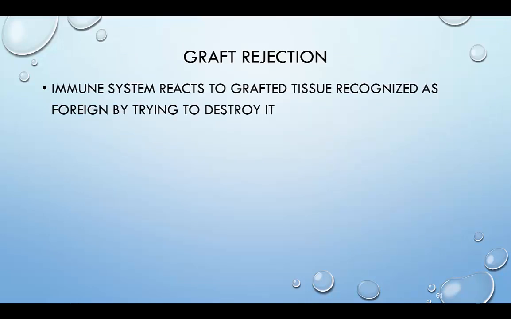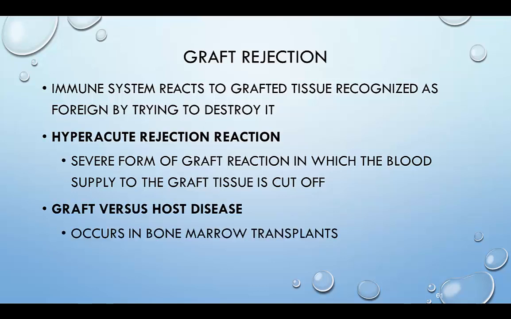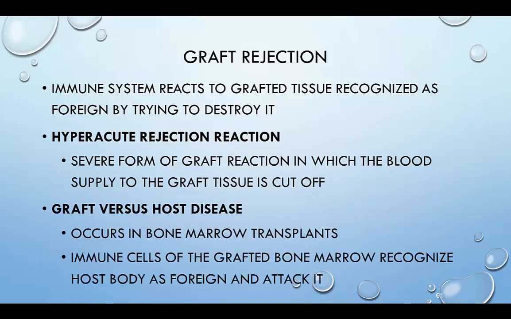Graft rejection. The immune system reacts to the grafted tissue and recognizes it as foreign and will try to destroy it. There is a hyperacute rejection reaction, a severe form of the graft rejection reaction, in which the blood supplied to the graft is cut off. There's graft versus host disease, which occurs in bone marrow transplants. The immune cells of the grafted bone marrow recognize the host body as foreign, and attack the body of the person who received the bone marrow transplant.